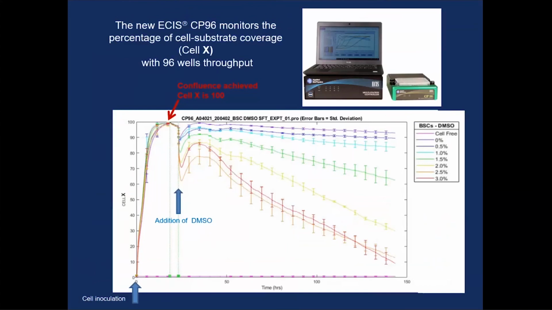Its data will look something like this. You notice on the vertical axis, we call it cell X. This is the percentage of cell coverage. And in this case, we're looking at attachment and spreading, I believe, yes, of BSC cells starting at time 0. They form a confluent layer. It looks like maybe 20 hours into the run. And then they're exposed to different concentrations of DMSO. And we're seeing the loss of cells and rounding of cells upon the electrode. Just something you might be interested in knowing more about.